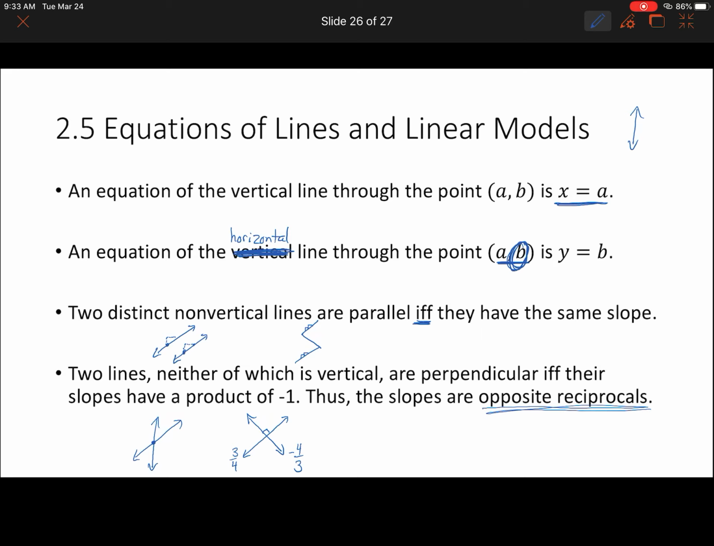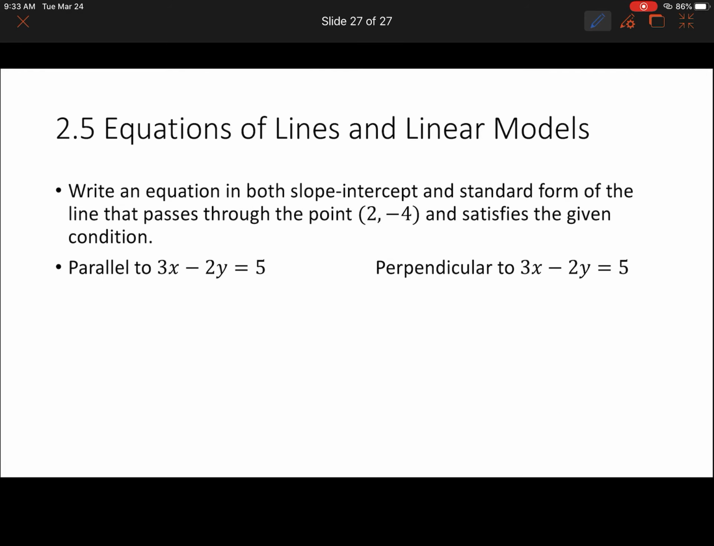Because they're opposite signs. One goes up, one goes down. That should make some sense. And then also they're reciprocal. So the 3/4 flipped would be 4/3. Okay? And so when we talk about parallel lines, they're the same slope. Perpendicular have to be opposite reciprocal. If our lines don't have one of those two, then it's considered to be neither parallel nor perpendicular.